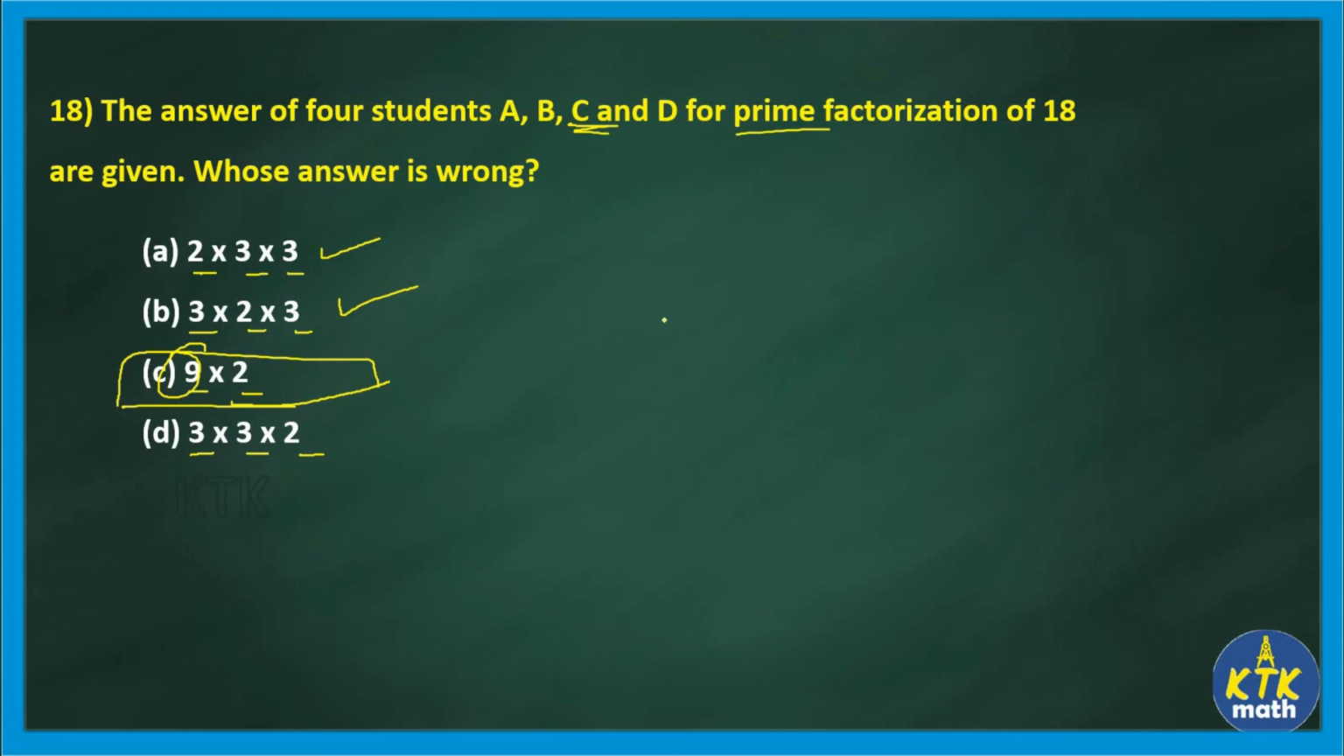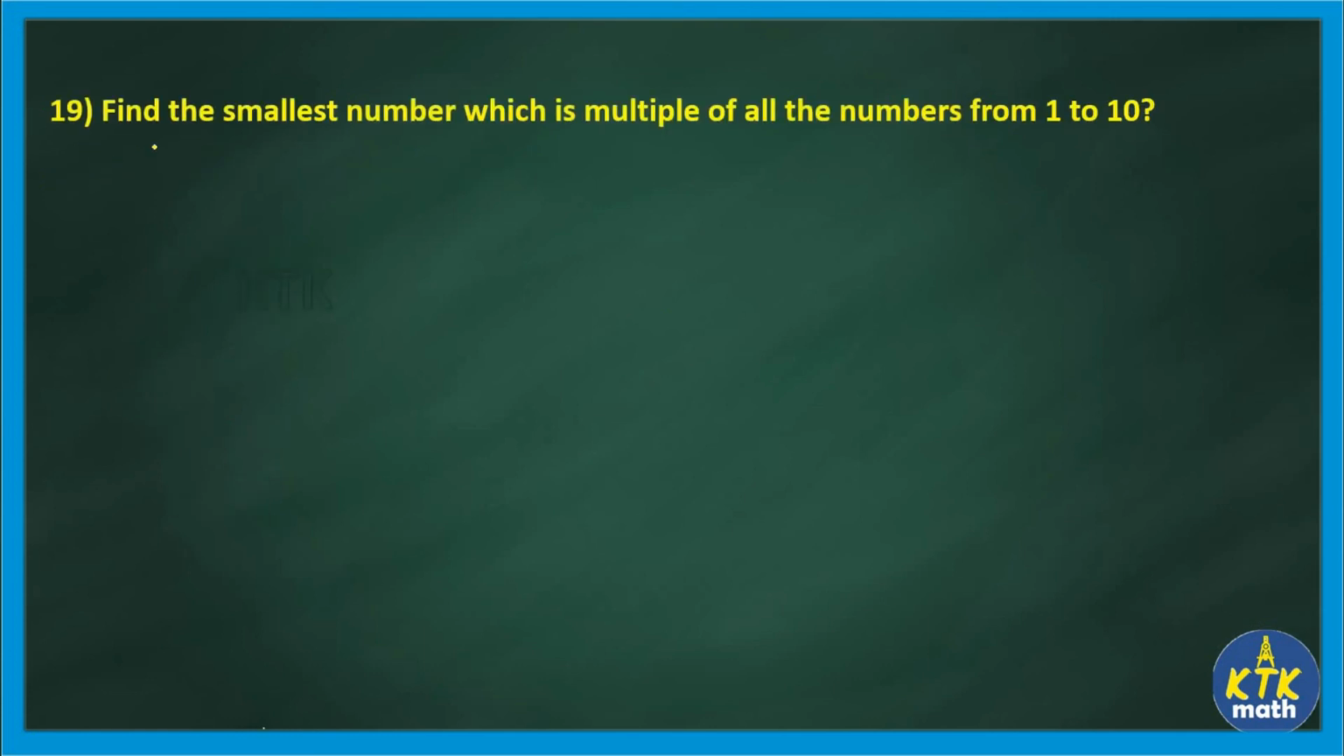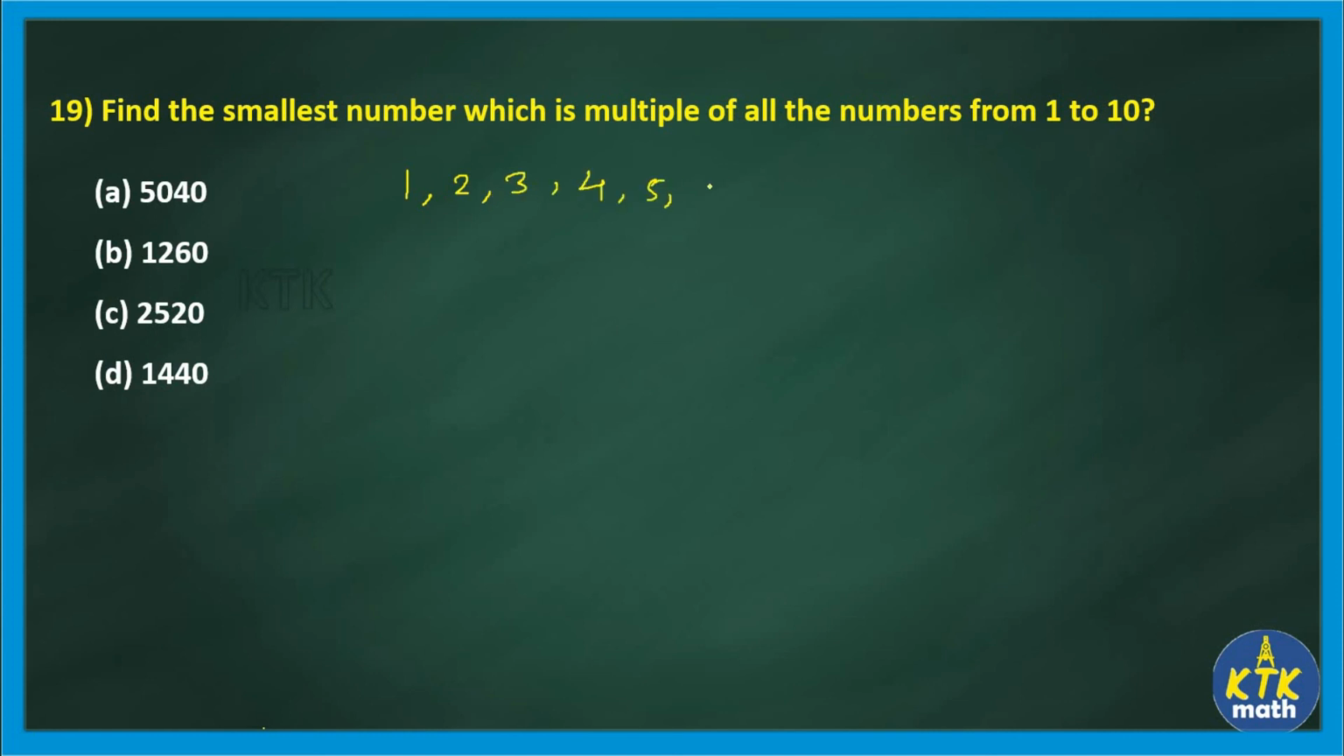Now question number 19, find the smallest number which is a multiple of all the numbers from 1 to 10. So here they are asking for the LCM of numbers from 1 to 10. You can just list out all the numbers. We are going to do some lengthy division here. So 1, 2, 3, 4, 5, 6, 7, 8, 9 and 10. Write down all the numbers without missing any numbers.